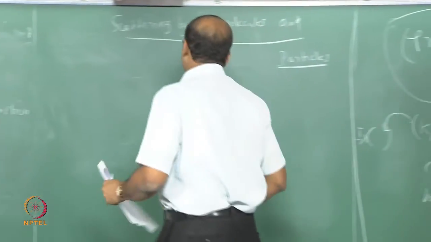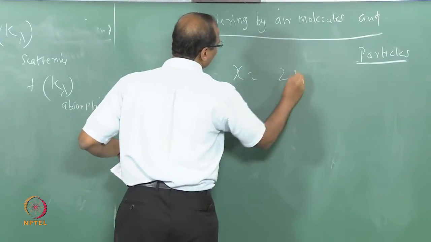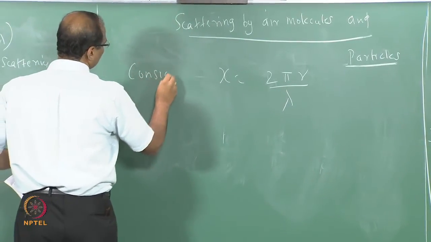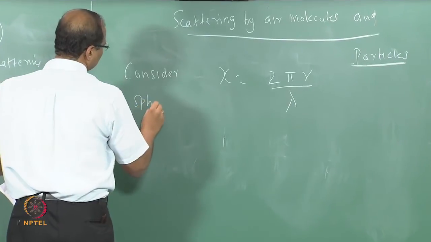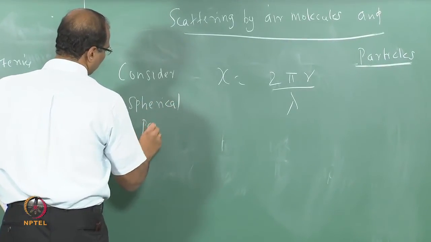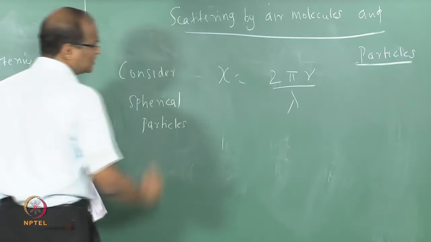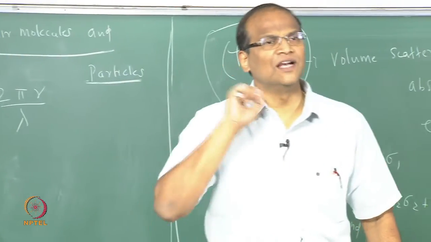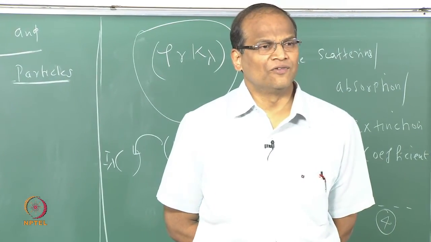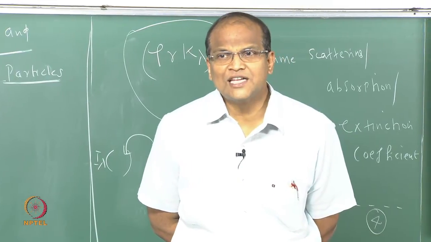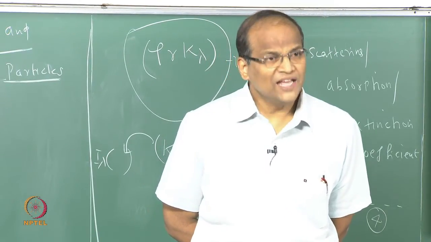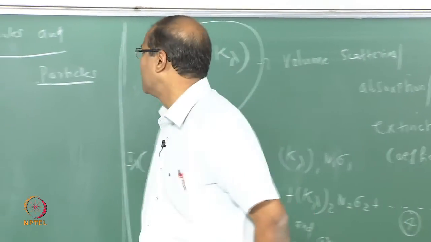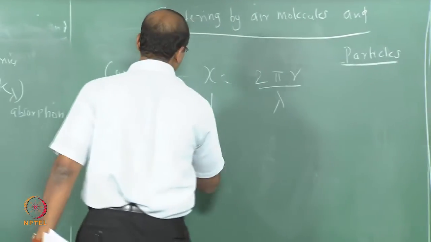Now, we will have to look at something called x. Consider spherical particles in the atmosphere. Consider a spherical particle in the atmosphere, its radius is r. Lambda is the wavelength of the radiation. We want to look at the scattering of radiation of wavelength lambda by a spherical particle whose radius is r. There is a size parameter which is called x.